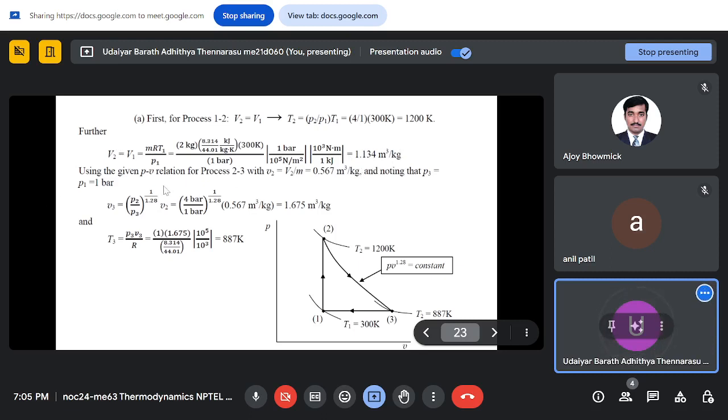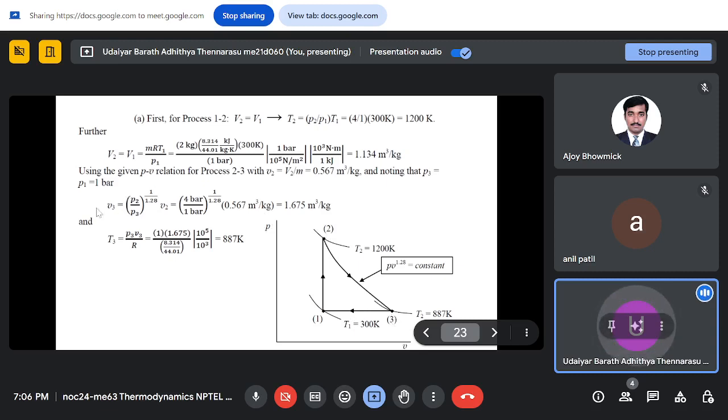Now using this, we can find the specific volume. Specific volume at state 1 is volume divided by mass, which gives 0.567 meter cube per kg. And P3 will be equal to P1 because 3 to 1 is a constant pressure process. We know the state 2 pressure and volume, so we can find the specific volume at state 3.